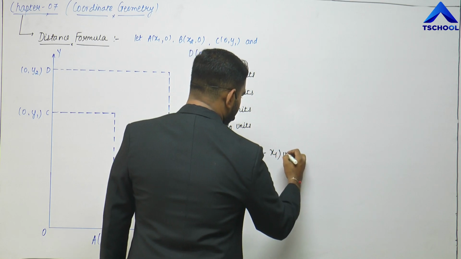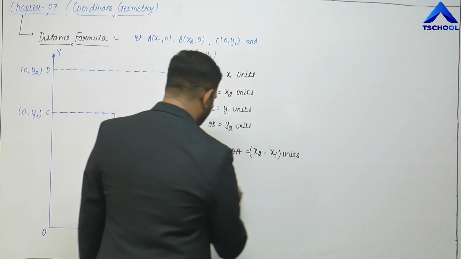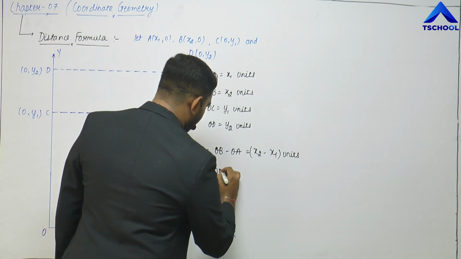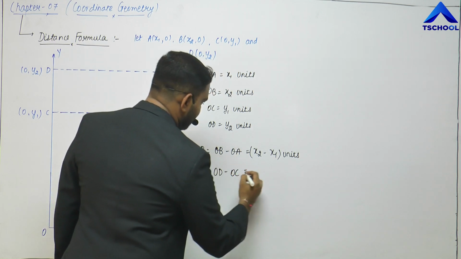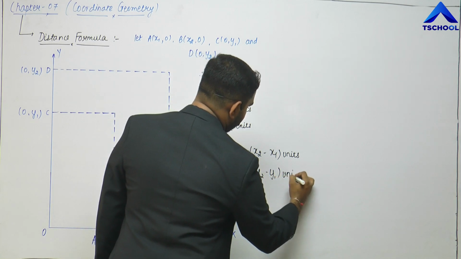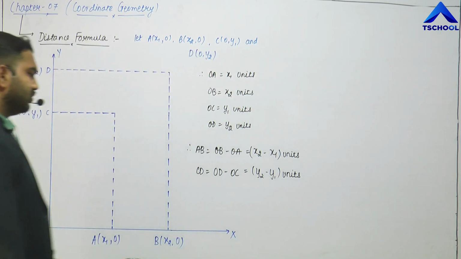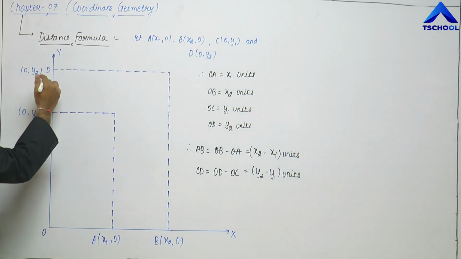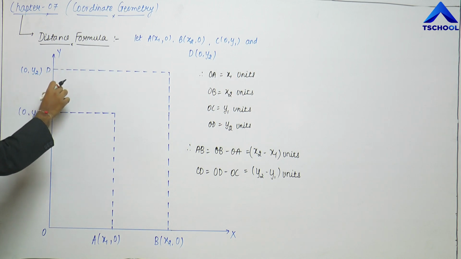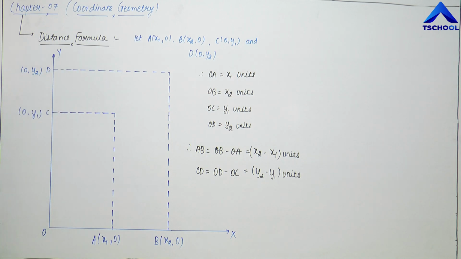X2 minus x1 units. And similarly, what is CD? That is also OD minus OC with the same concept, and that is y2 minus y1 units, yes or no? So again CD, this much distance I require. So for that we shall again take the total distance OD, and from that we shall subtract the smaller distance OC. Is it clear, friends? So this is the thing.